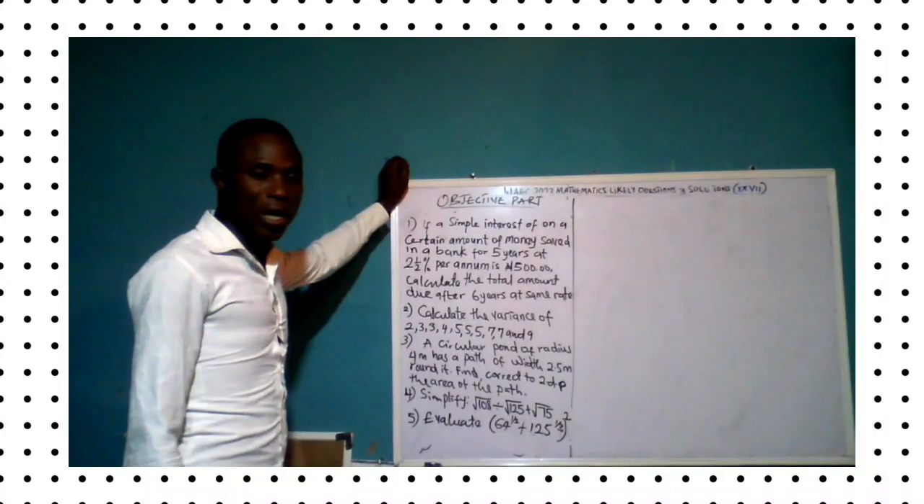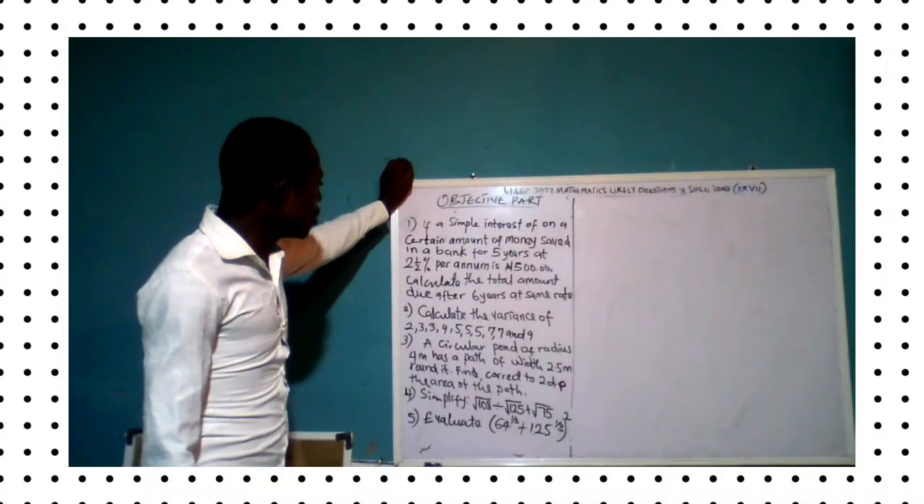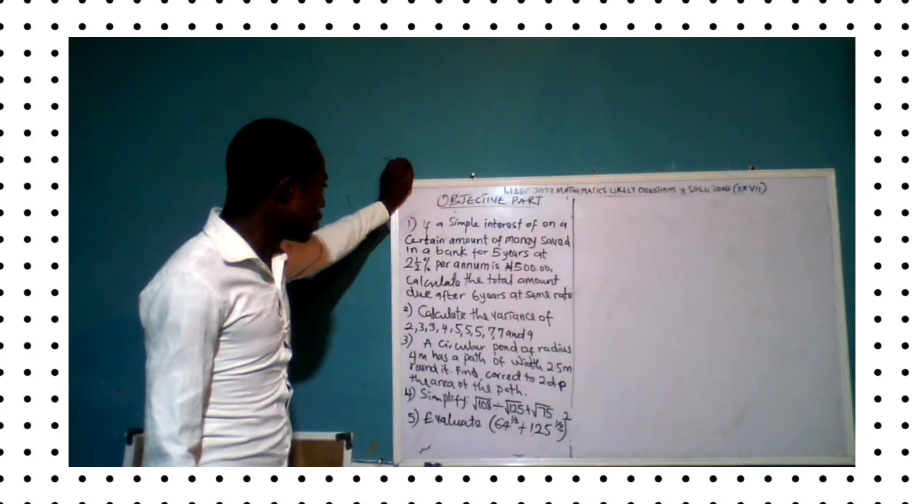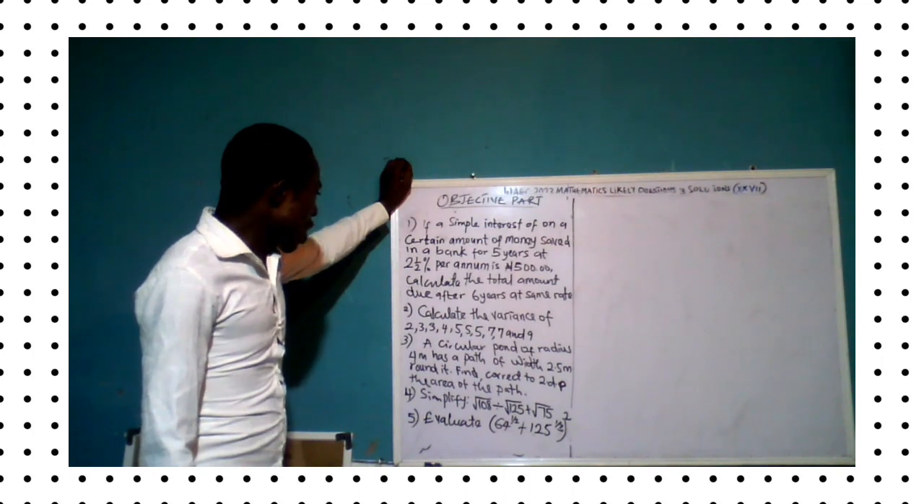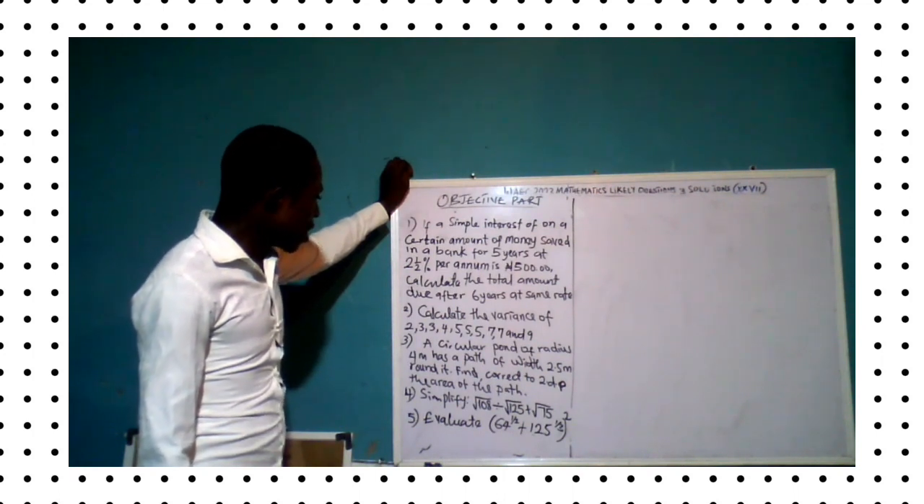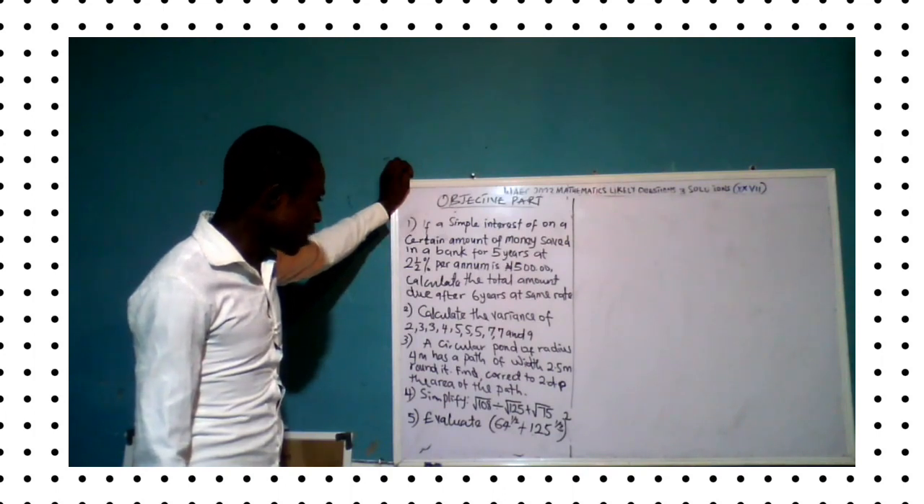Right, let's take question number 1. If a simple interest on a certain amount of money saved in a bank for 5 years at 2.5% per annum is 500 naira, calculate the total amount due after 6 years of same rate.